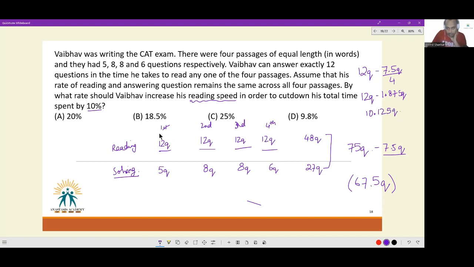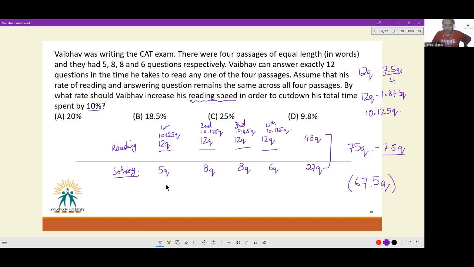The time required to read a passage should now be 10.125Q for each of the 4 passages. Okay. By what rate should Webber increase his reading speed? We have got 10.125Q is the time required for one passage. So he has to increase his speed by.